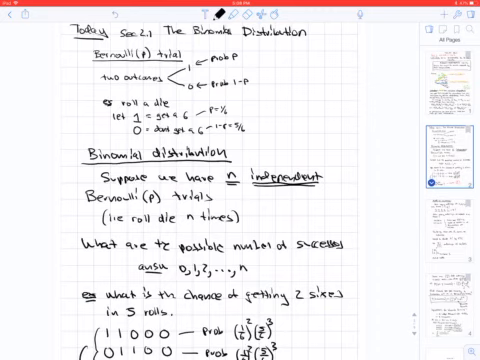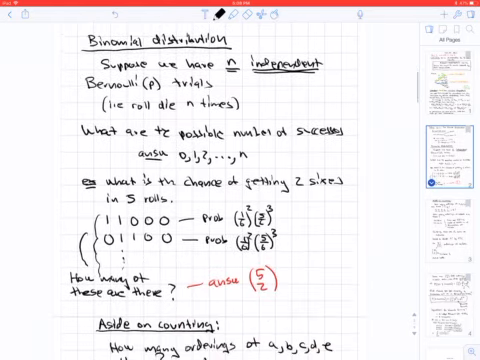So for example, you roll a die, and say that getting a 6 is what we call success. Not getting a 6 is a failure, and the probability of a success is 1/6, the probability of a failure is 5/6. For the binomial distribution, we suppose we have n independent Bernoulli p-trials. The key here is independence. So for example, we roll a die n times. What are the possible numbers of successes? Well, we can have anywhere between 0 and n sixes if we're rolling a die n times.